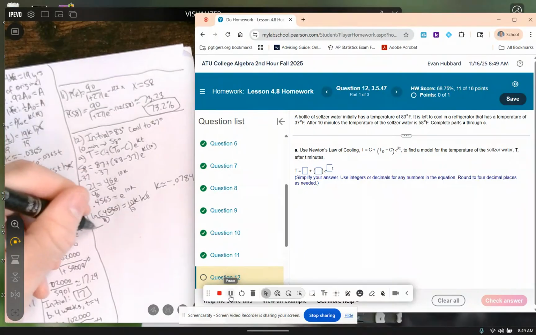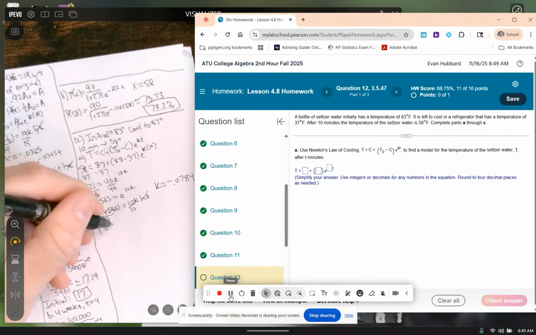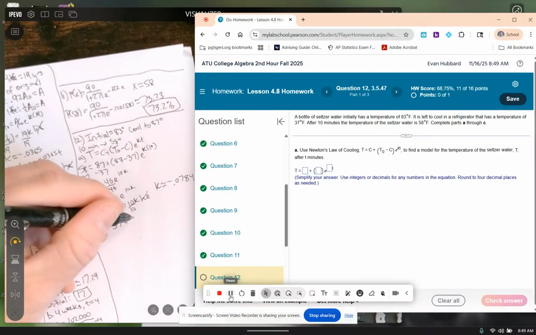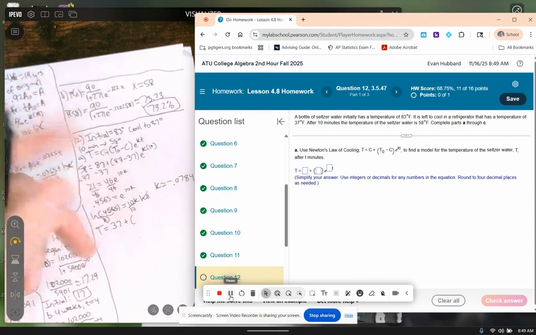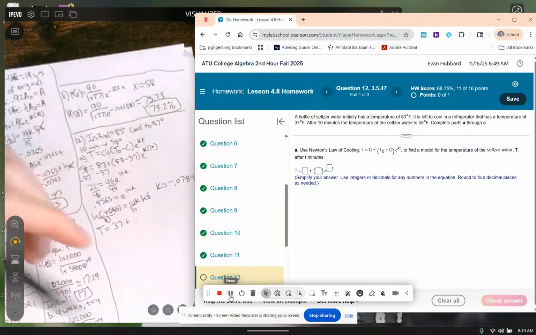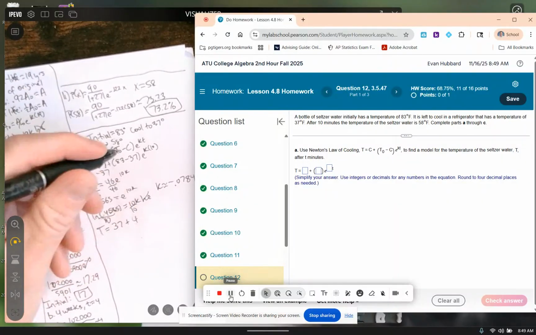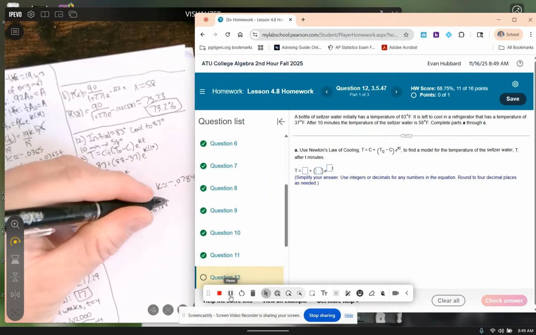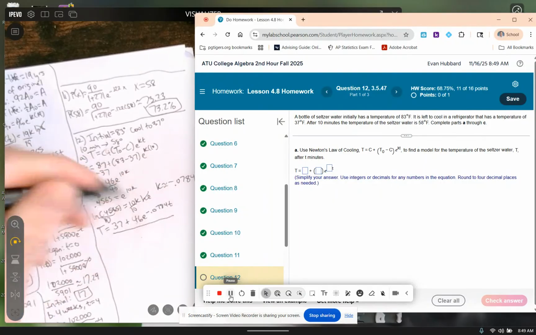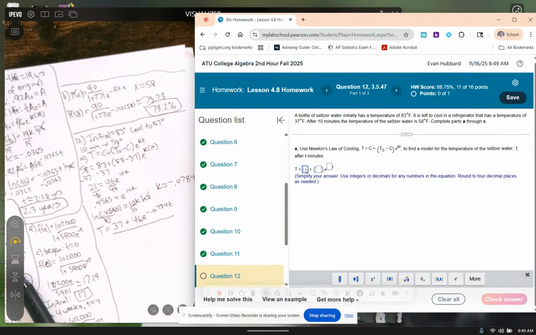So T will equal the amount that's in the environment it's in, 37, plus, and this is going to be 83 minus 37, which would be 46. Yeah, 46 e to the negative 0.0784 t. So there's your first part. So 37 plus 46 e to the negative 0.0784 t.